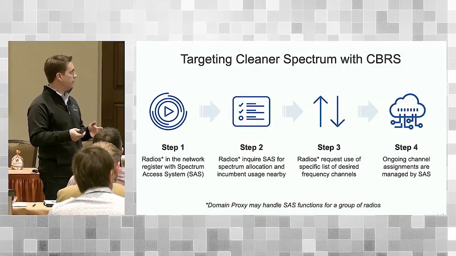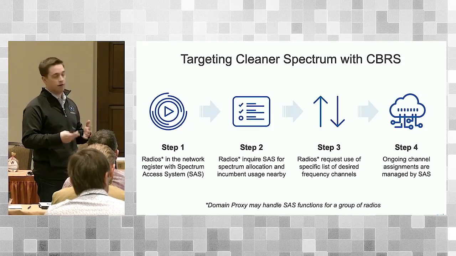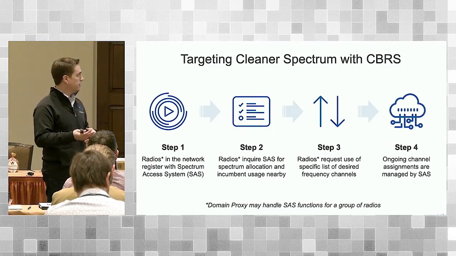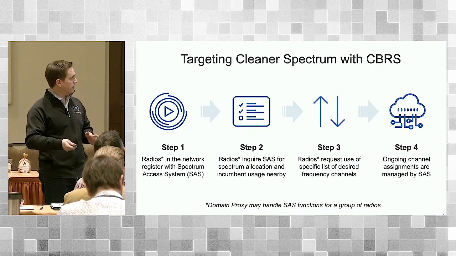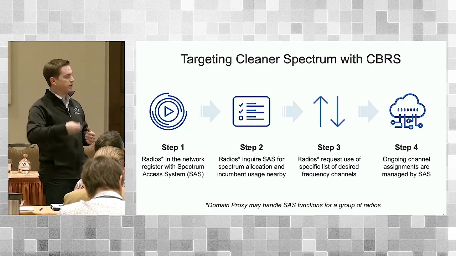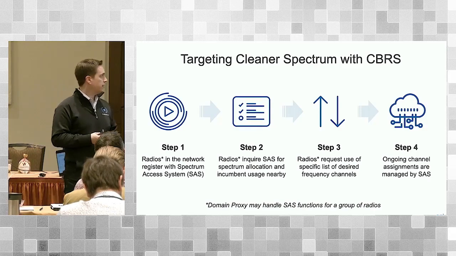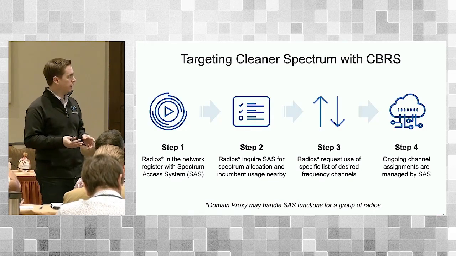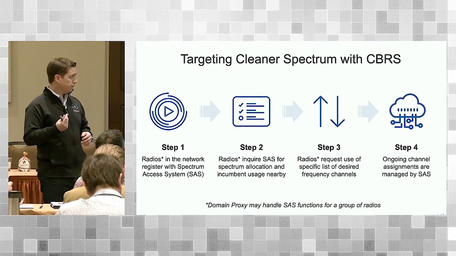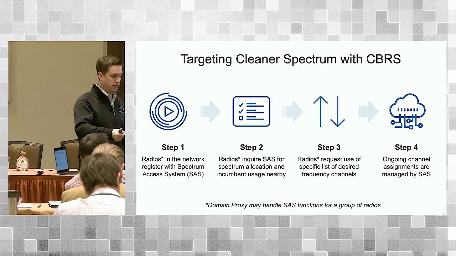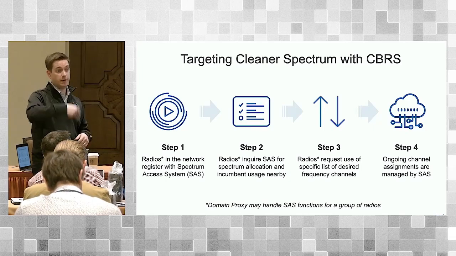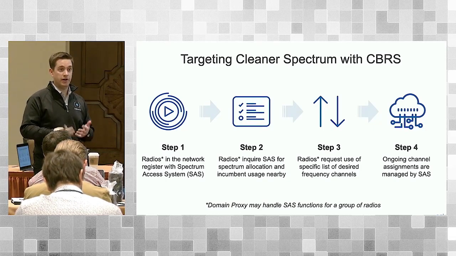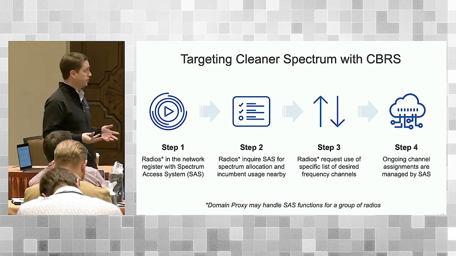So the process: you deploy radios in the network and they register with the SAS, or that can be through a domain proxy. The process for integration with the SAS then is you deploy them, they inquire with the SAS for what spectrum is available in that specific location. The SAS returns the list of available frequencies for that radio. So that's called the spectrum inquiry process. So you're inquiring with the SAS what's available in my location.